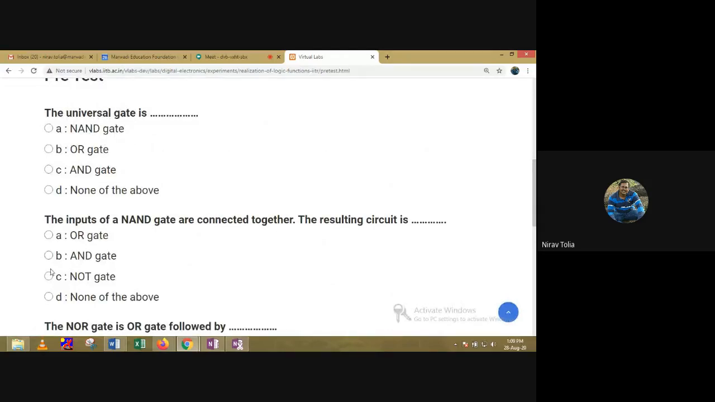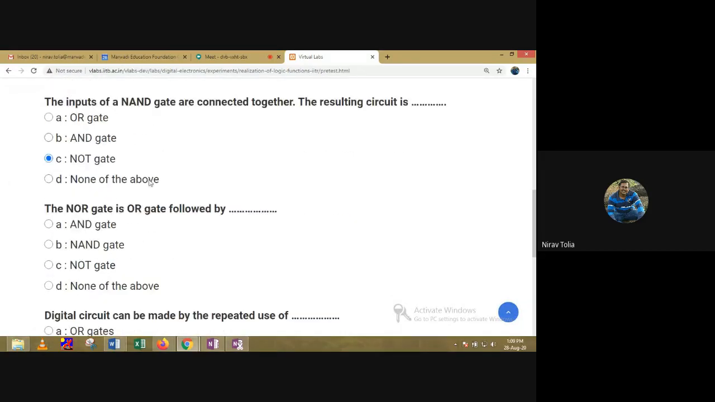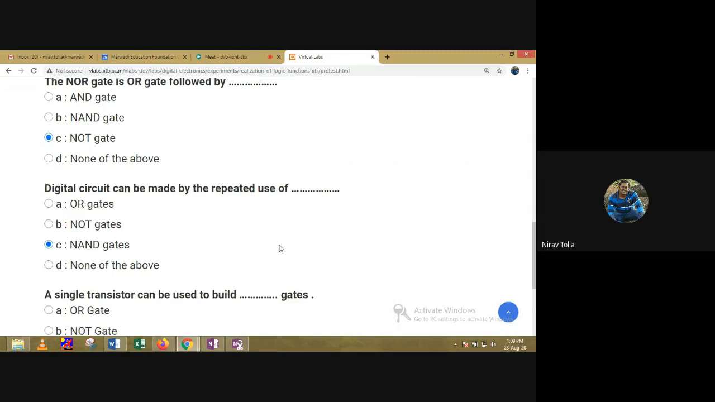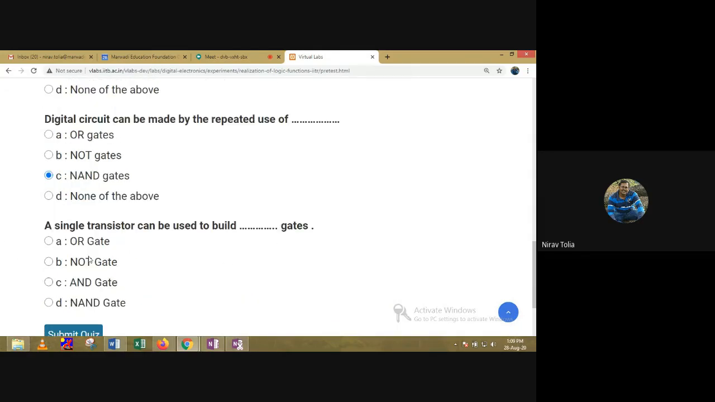Here it is a NOT gate. The NOR gate is an OR gate followed by a NOT gate. The digital circuit can be made by the repeated use of NAND gates, and for the single transistor we are using a NOT gate.